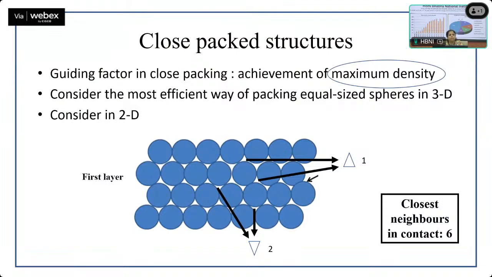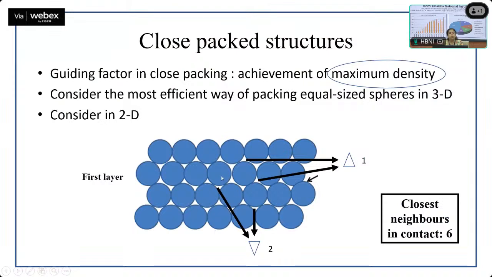Now consider when we are talking about 2 dimensions, just one plane. What is the most efficient way of packing it? I put a circle because I'm talking of 2 dimensions. And if I'm talking of equal size circles, I can actually surround one circle by 6 circles. If you concentrate on this particular circle, then you can pack it with 1, 2, 3, 4, 5 and 6 circles. So this is the most efficient way of packing equal sized circles in 2 dimensions.